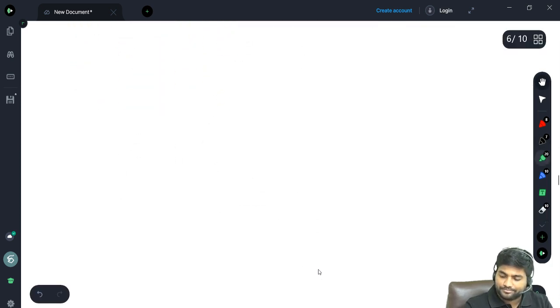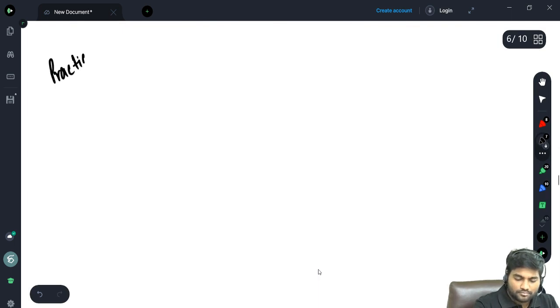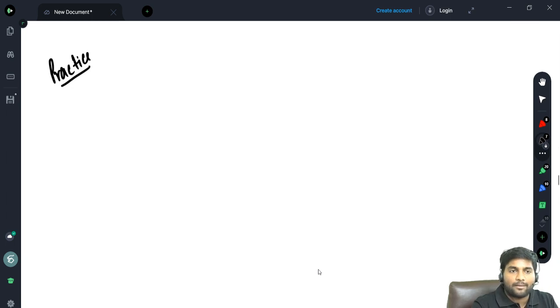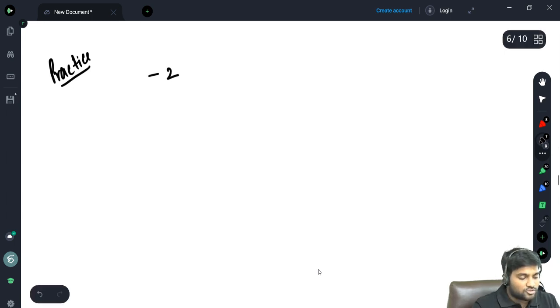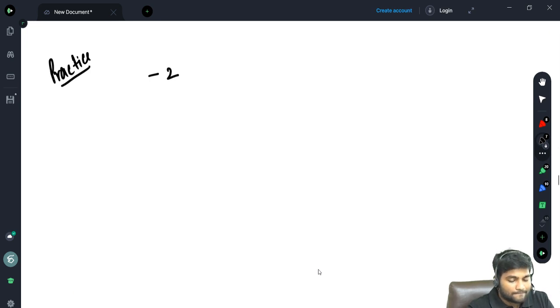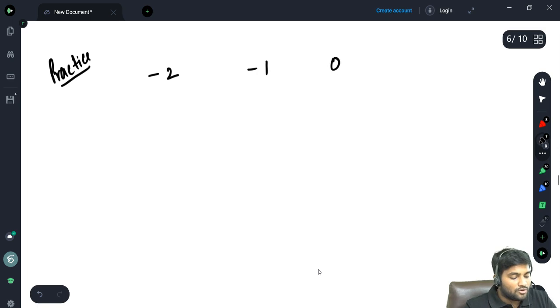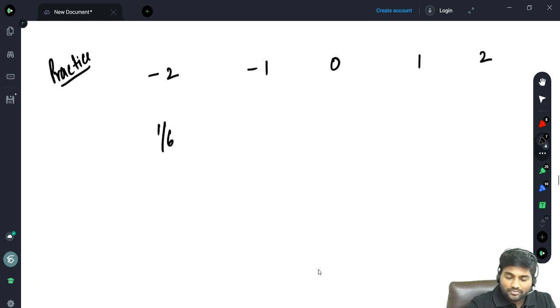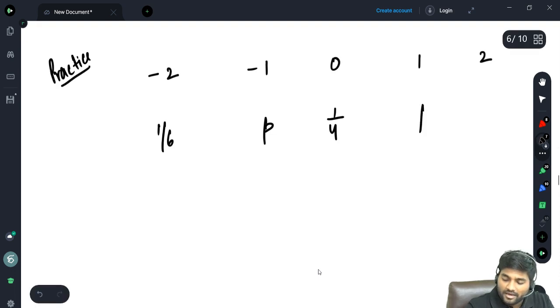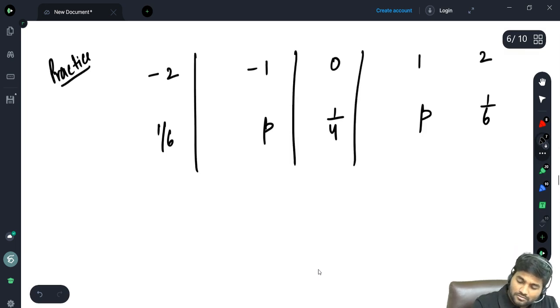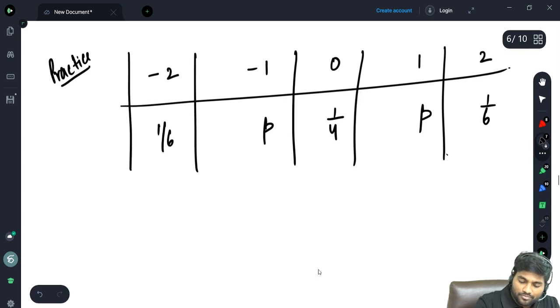Now one practice question. We are given a PDF, probability distribution function. For x equal to minus 2, the probability is 1 by 6; for minus 1, it is P; for 0, the probability is 1 by 4; for 1, again it is P; and for 2, the probability is 1 by 6. So this is the PDF that they have given us. Okay.